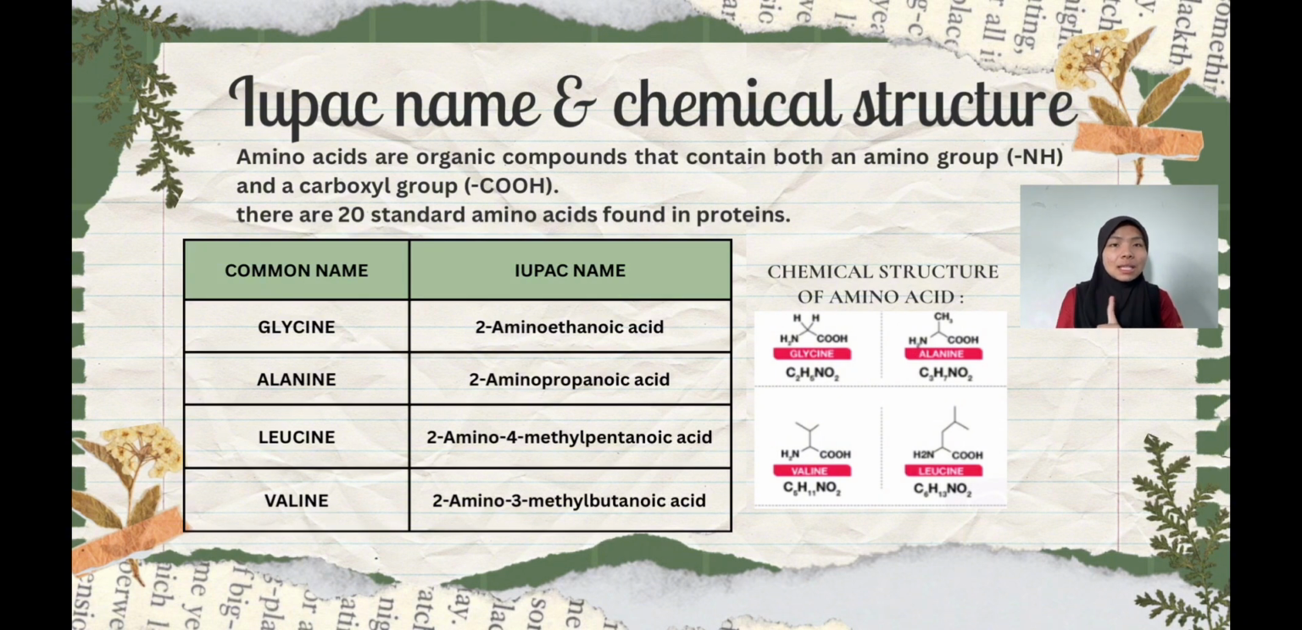First is glycine. The exact name is 2-amino-ethanoic acid. Next one is alanine, 2-amino-propanoic acid. Third one is leucine, 2-amino-4-methyl-butanoic acid. And the last one is valine, 2-amino-3-methyl-butanoic acid. And next, there is a chemical structure of amino acid.